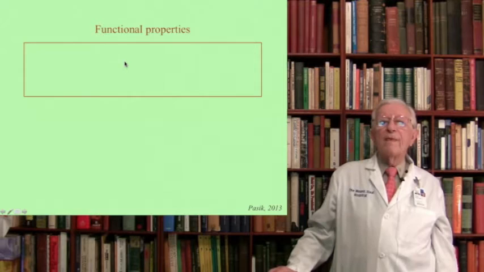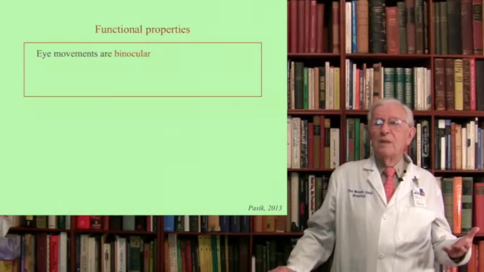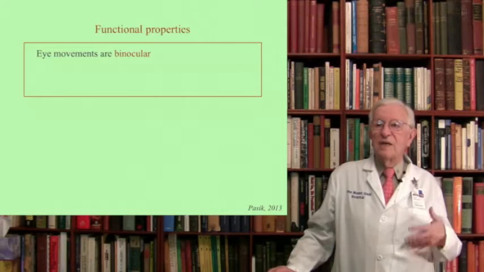Now, what are the functional properties? Well, if you are used to looking at people's eyes, you see that both eyes move at the same time. So the eye movements are binocular. Very seldom do you have an individual that can move one eye at a time, right? The rule is you move both eyes at the same time.